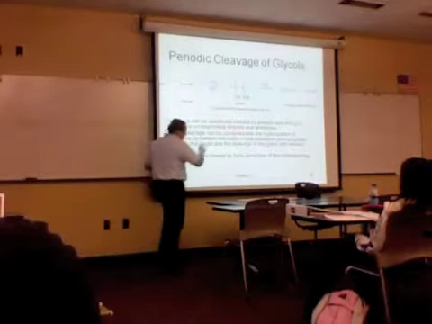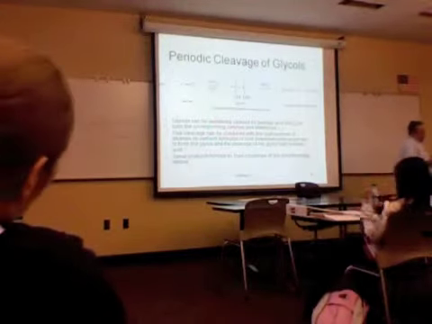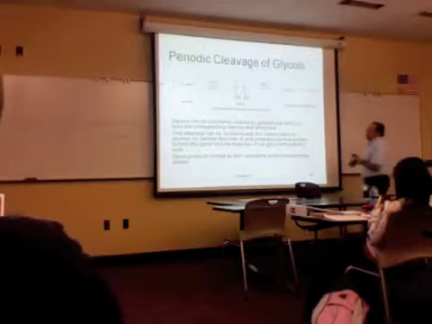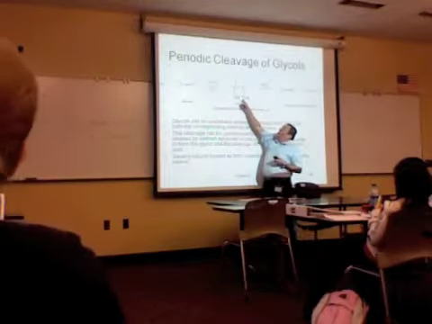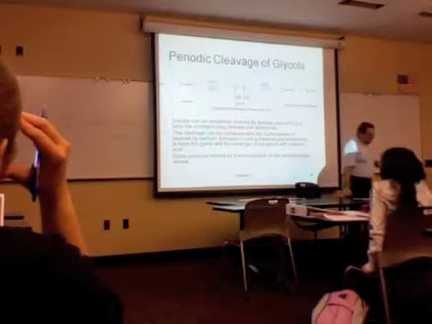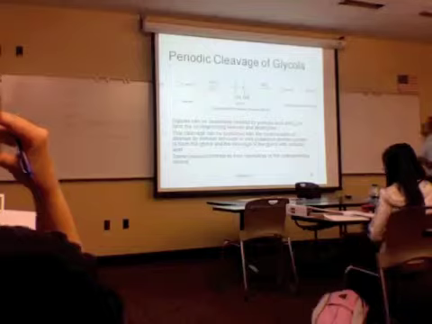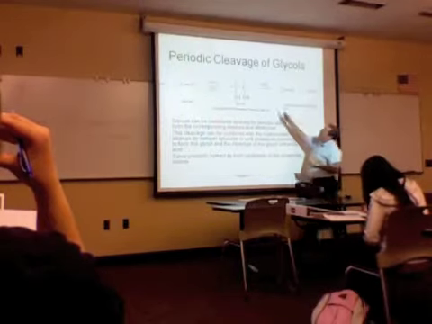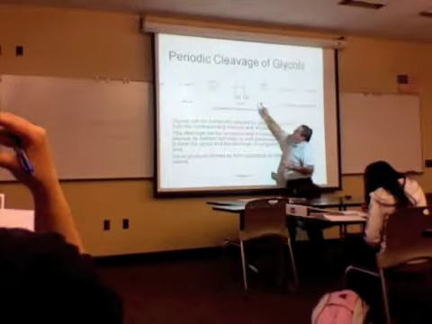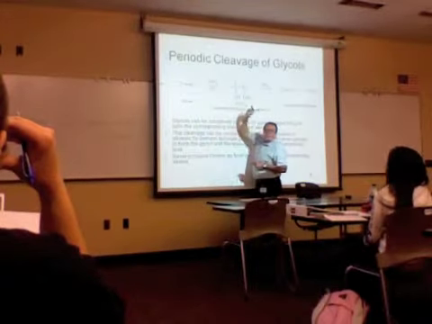Now, another thing that takes place, and this is more useful to us, is I can take a vicinal diol, a glycol, and react it with periodic acid. Periodic acid is a pretty strong acid. What it does is it breaks the bond here and turns these into carbonyl groups.